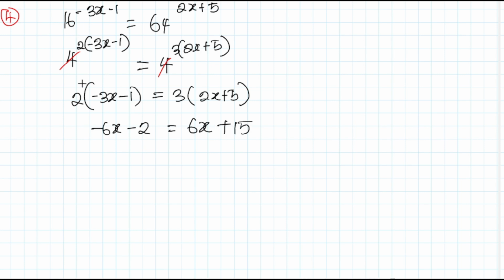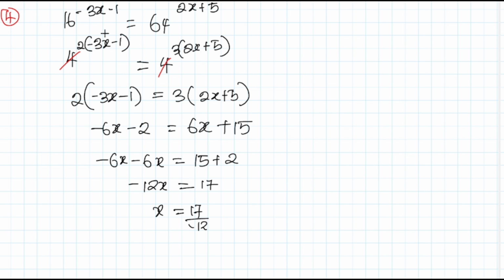So this is minus 6x minus 2 equals 6x plus 15. If we collect like terms, we have minus 6x minus 6x equals 15 plus 2. So this is minus 12x equals 15 plus 2, that will be 17, right? So x equals 17 all over minus 12.